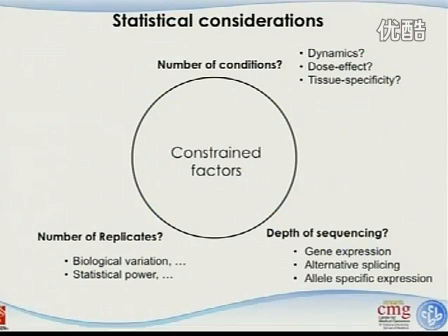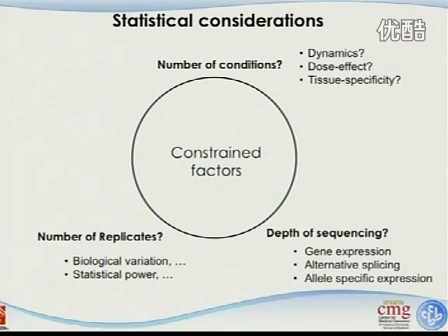Then there is the number of biological replicates, which also increases the statistical power. Statisticians, which I'm not, like to see more biological variation included. But every single biological replicate you include increases the sequencing cost dramatically.